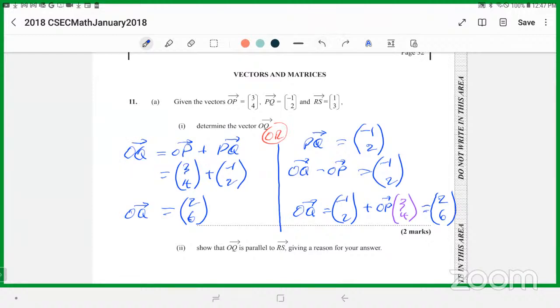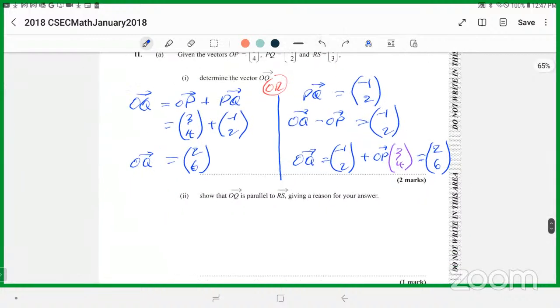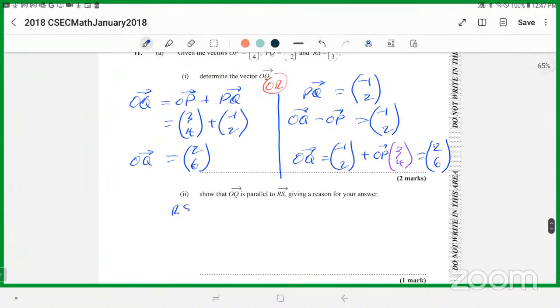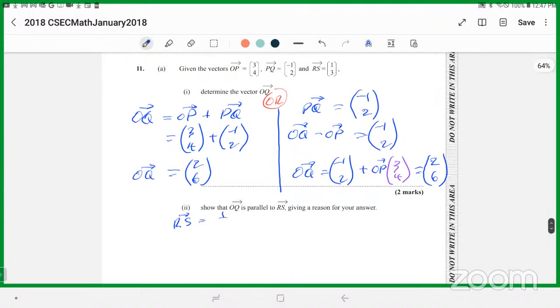Then down here now it says show that OQ and RS are parallel. Show that OQ is parallel to RS. So we're doing the OQ, which is this one, and the RS, which is this one. All right, so those are the two. So we have the RS equals 1, 3.